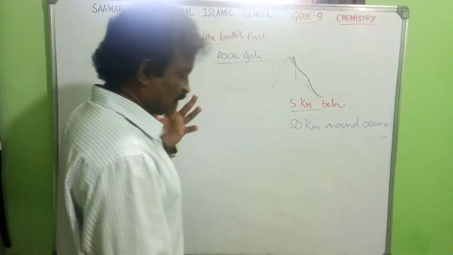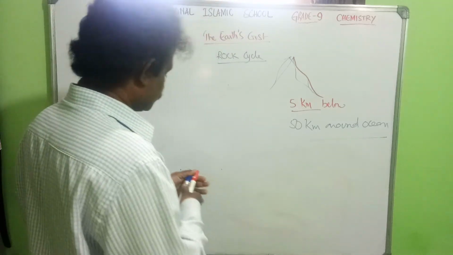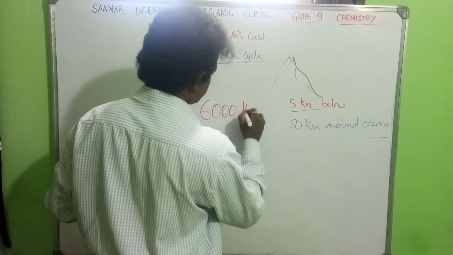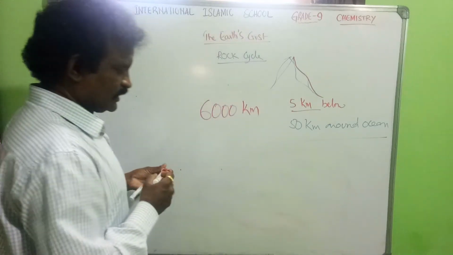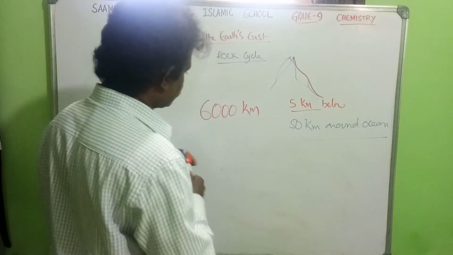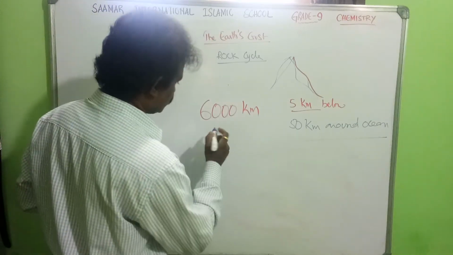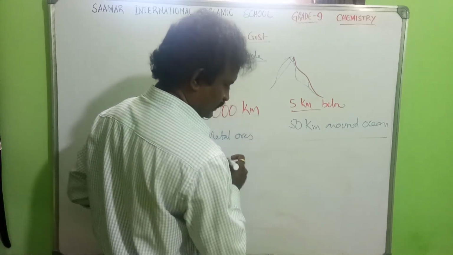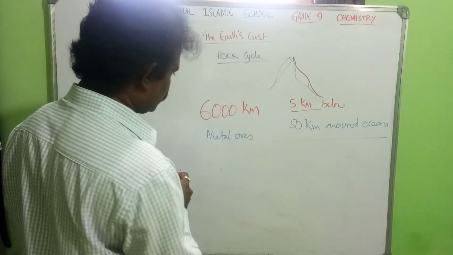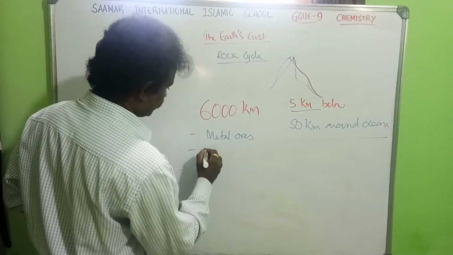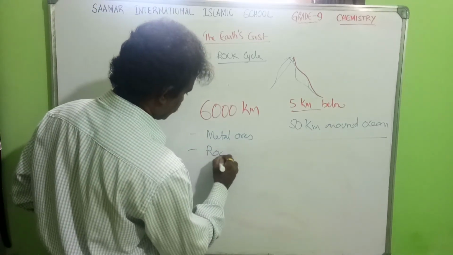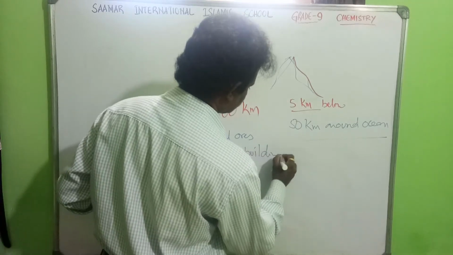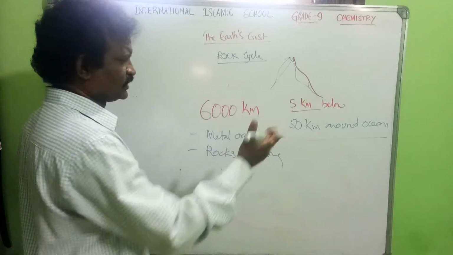The distance from the surface is 6,000 kilometers. In this we find the metal ores, rocks, metal ores. Rocks can be used for building also. You can see they cut the pieces of stones and they are building.